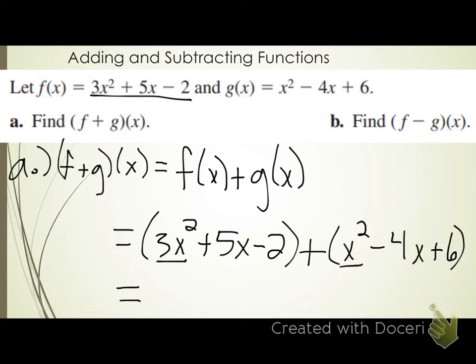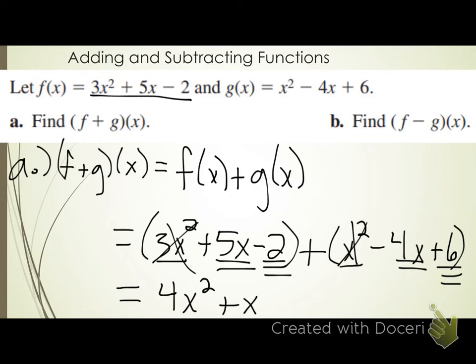What's 3x squared plus x squared? 4x squared. What's 5x plus negative 4x? X. And negative 2 plus 6 is positive 4. Do I have any other like terms I can combine? No. Is this in standard form? Yeah. Here is f plus g of x.